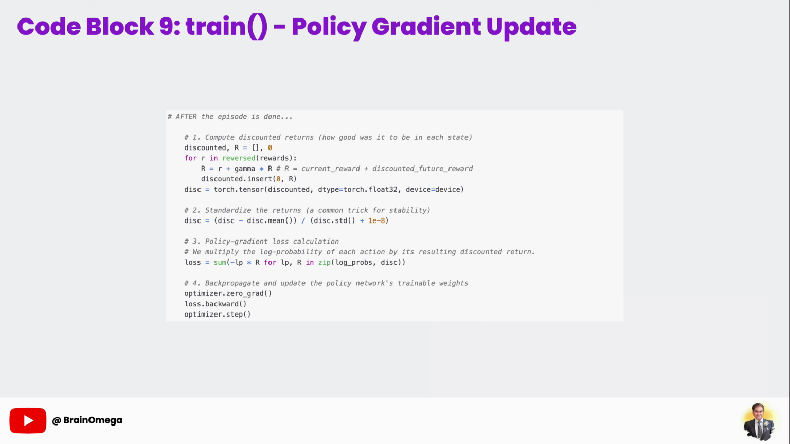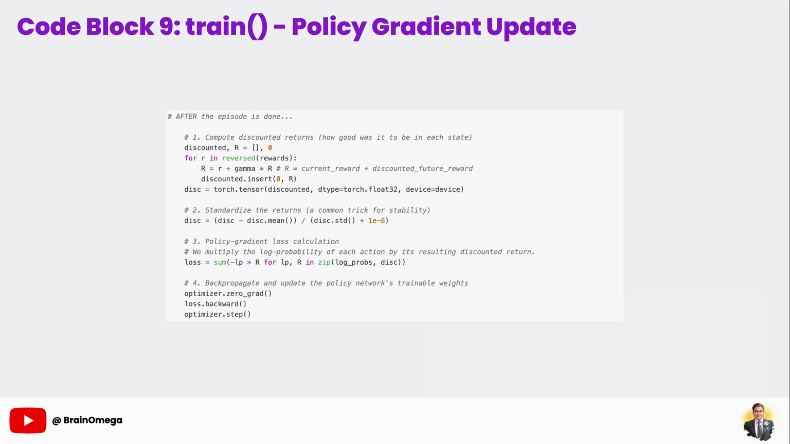After each episode concludes, our agent needs to reflect on what happened and learn from its experience. This is done using the REINFORCE policy gradient algorithm. First, we need to figure out how good each action really was. Instead of just using the immediate reward, we calculate the discounted return. We loop through the rewards backwards, and for each step, we calculate R, which is the immediate reward plus the discounted value of all future rewards. This gives us a better estimate of the long-term value of being in a particular state.